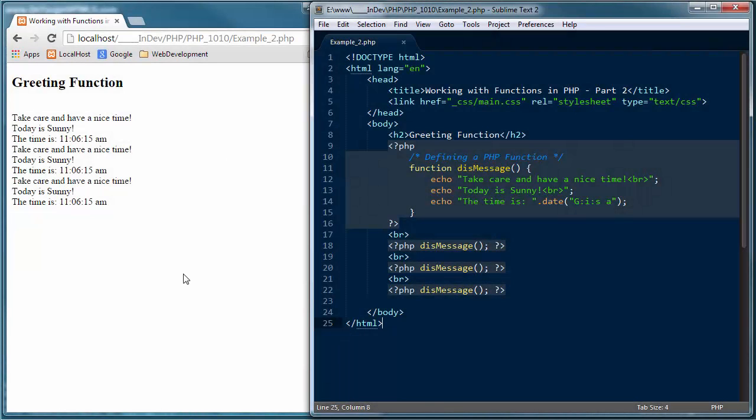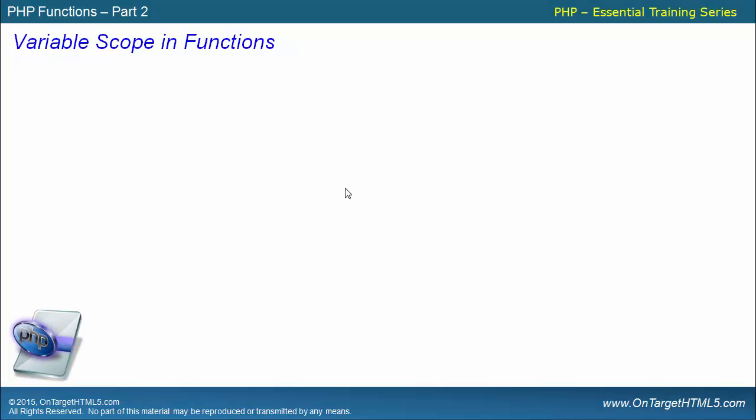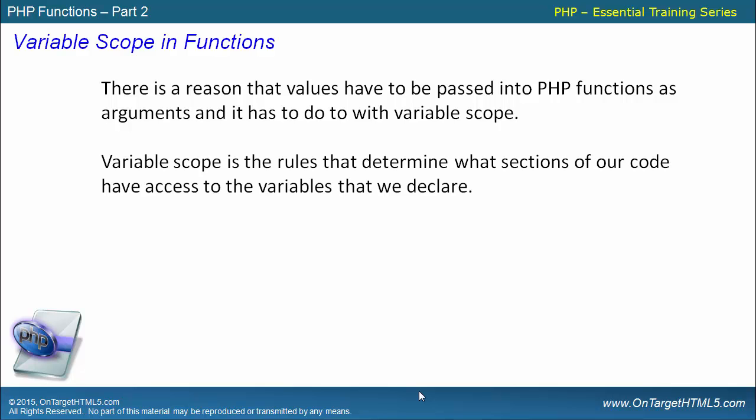All right, I want to go back into our presentation for a minute because I want to talk to you about variable scope, because understanding the scope of your variables is extremely important in programming. I'm going to go ahead and minimize my browser, minimize my Sublime Text 2, and let's go ahead and go back into our presentation. And let's talk about variable scope in functions. There's a reason that values have to be passed into PHP functions as arguments, and it has to do with variable scope. And what I mean by variable scope is where a variable can be accessed inside your application.